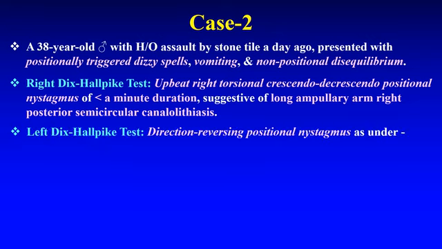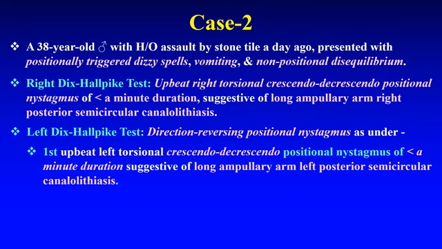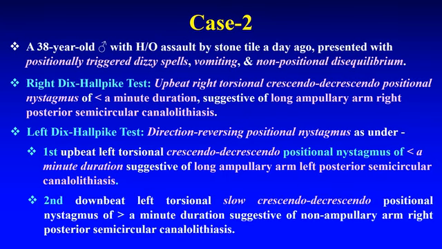The left Dix-Hallpike test shows direction reversing positional nystagmus as under. There are 2 nystagmi. The first nystagmus is upbeating left torsional crescendo decrescendo positional nystagmus of less than 1 minute duration, suggestive of long typical ampullary arm posterior semicircular canalolithiasis of the left side. After this, a downbeat left torsional slow crescendo decrescendo positional nystagmus of more than a minute duration suggests a non-ampullary arm right posterior semicircular canalolithiasis.